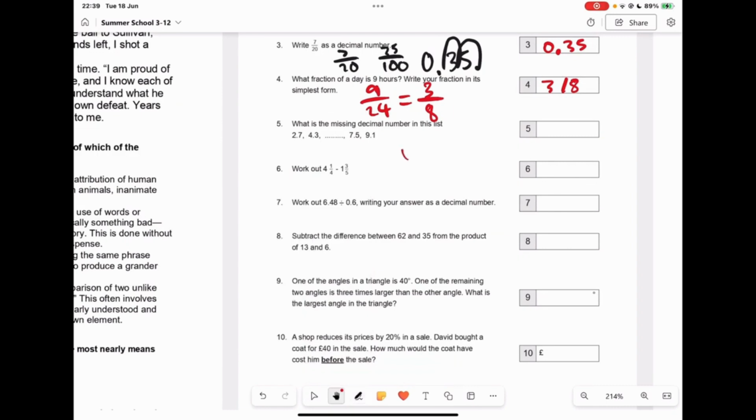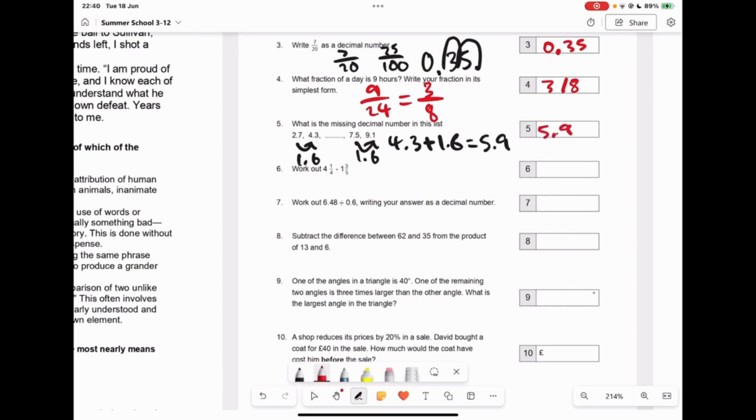What is the missing decimal number in this list? Okay, so 2.7, and then we have 4.3, the number 7.5, and then 9.1, so we find the difference here. So we can see that 2.7 plus 1.6, and then we can see 7.5 to 9.1 is also 1.6, so 4.3 plus 1.6 will be equal to 5.9. And then our answer will be 5.9.